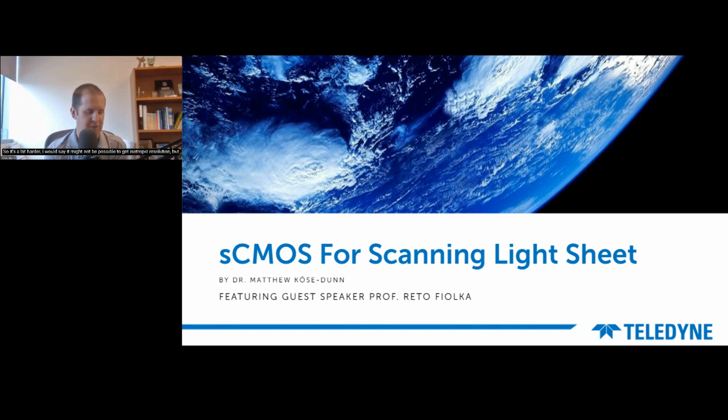So it's a bit harder. I would say it might not be possible to get isotropic resolution. That still is something where having these two objectives is clearly needed, so that you essentially can focus the light sheet down to a similar level as your lateral resolution. But actually, in fact, structured illumination microscopy and the single objective light sheet go surprisingly well together.